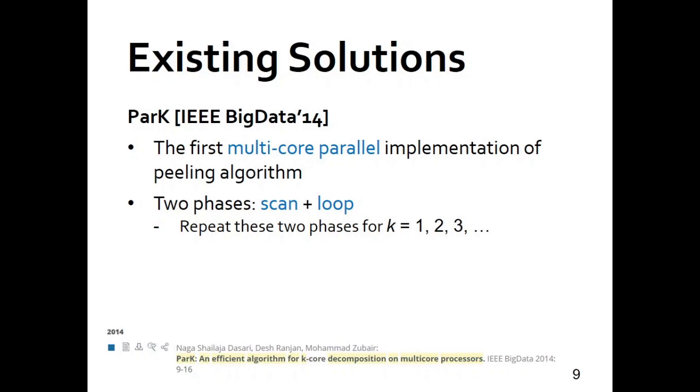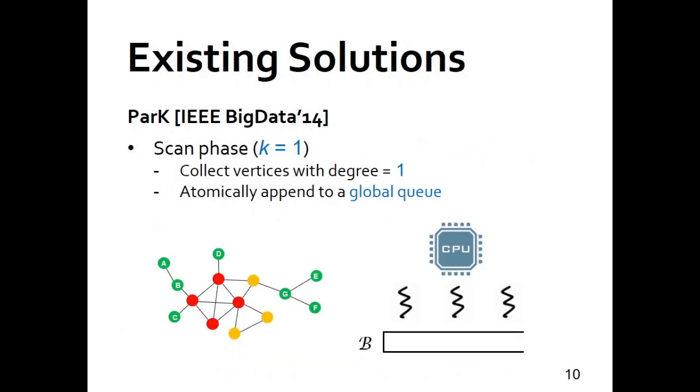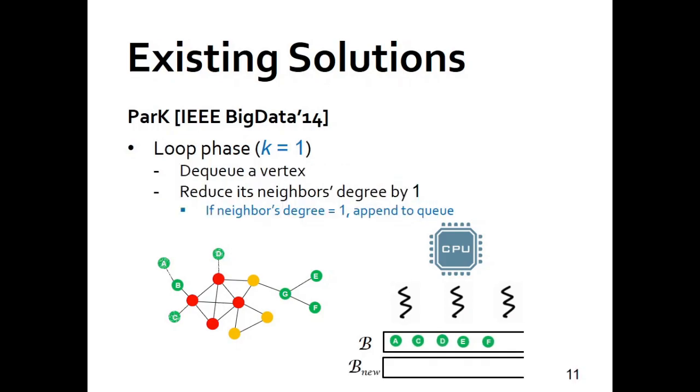The algorithm has two phases, scan and loop, and the phases are repeated for k equal to 1, 2, 3, and so on. In the scan phase, vertices of degree k are collected in the buffer for further processing in the loop phase. For example, when k equals 1, the vertices A, C, D, E, and F are collected, and they are placed in the buffer. Then the loop phase is run, where each thread processes a vertex placed in the buffer.